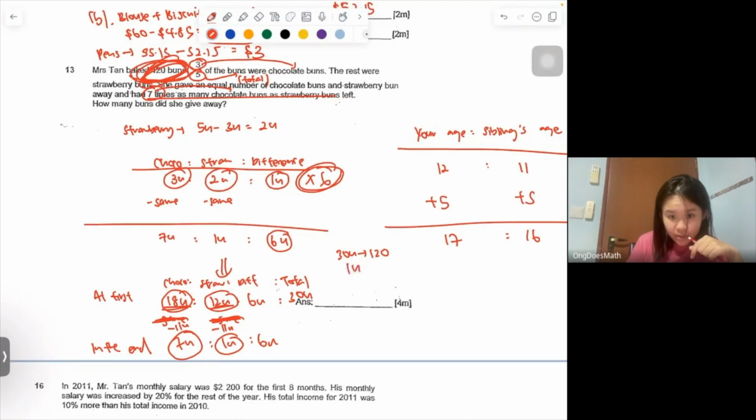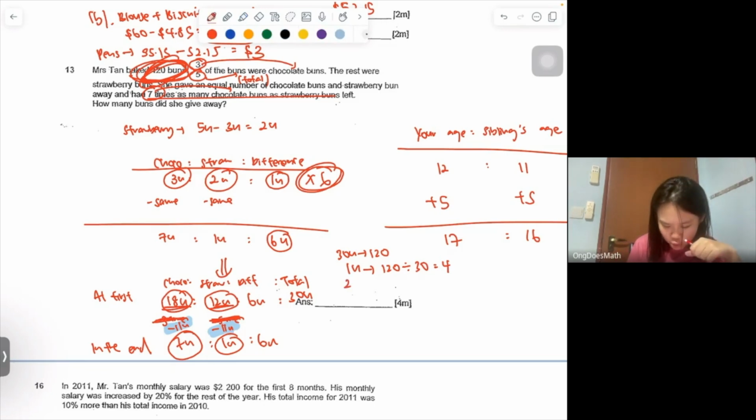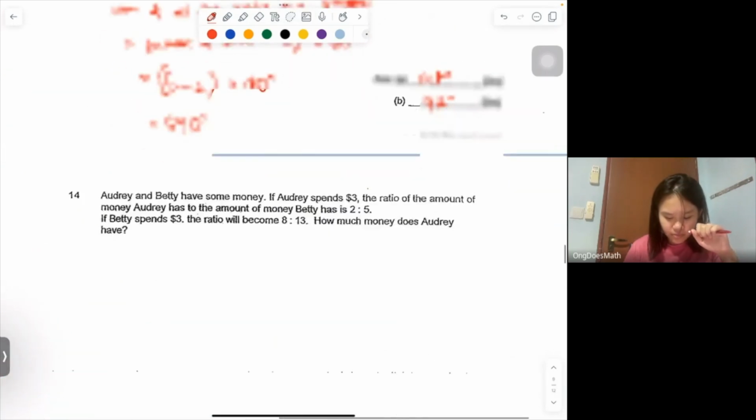So 1 unit will just be 120 divided by 30, which will give you 4. Then how many buns did she give away? So just now we already came to a conclusion that she gave away 11 units of chocolate buns and 11 units of strawberry buns. So in total, she gave away 22 units worth of buns. So just go and find out what 22 units is, which is just 4 times 22, and that should give you 88. So in total, she gave away 88 buns. Okay, next question.